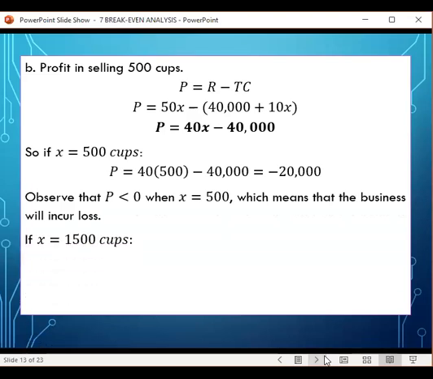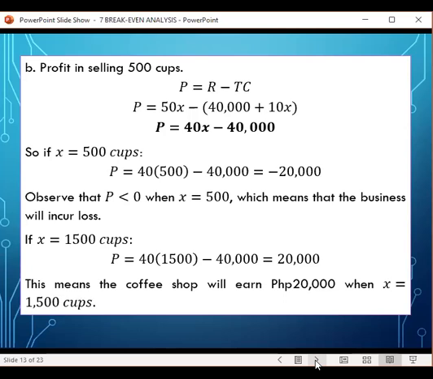Now, what will happen if there are 1,500 cups being sold? So substituting 1,500 to the function of the profit, you'll have here 40 multiplied by 1,500 minus 40,000, you get 20,000 pesos. So there is a gain of 20,000 pesos once the seller sells 1,500 cups of coffee.